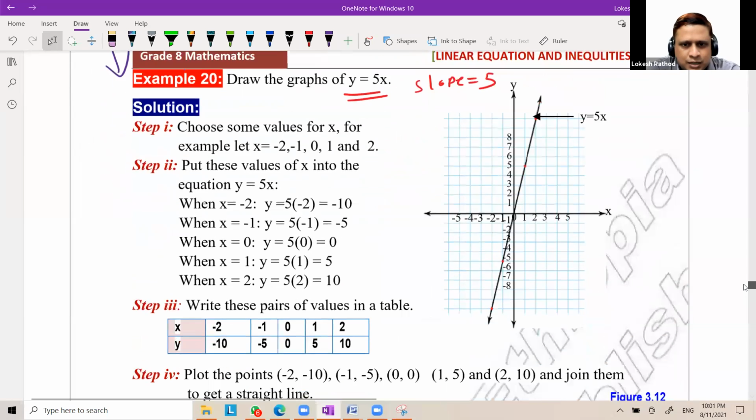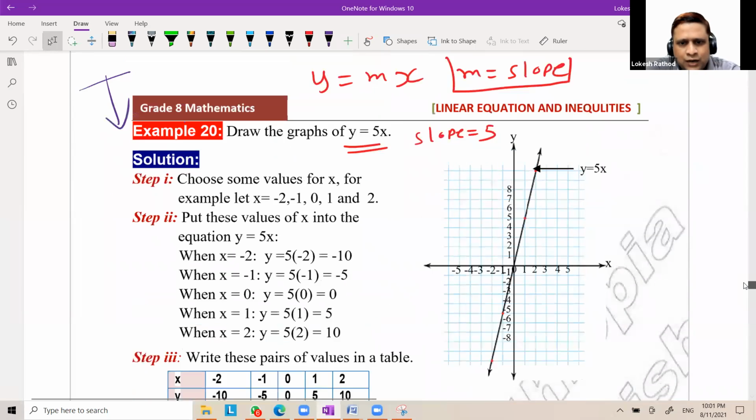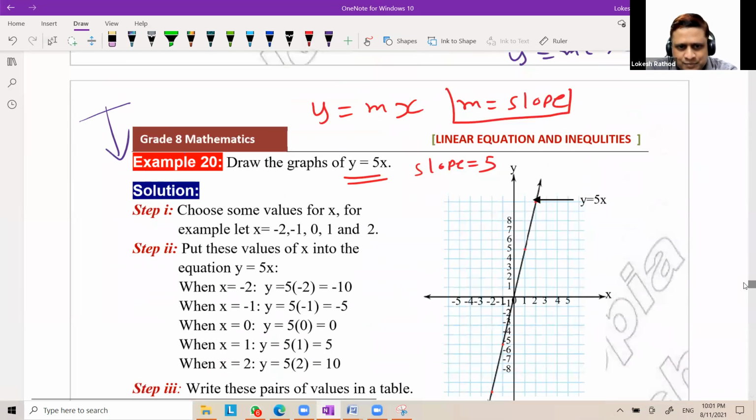So suppose I want to draw the graph of the line y equal to 5x. So what do I do? First, I know that it will pass through the origin. So one point is the origin, 0, 0. So it will pass through that point. To draw a line, I need at least 2 points. If I know 2 points, I can draw a line. Right? So we just substitute.